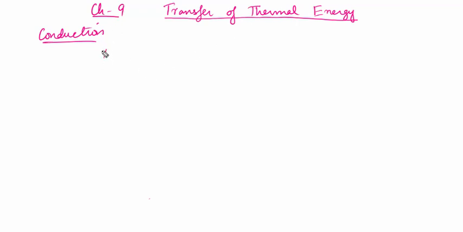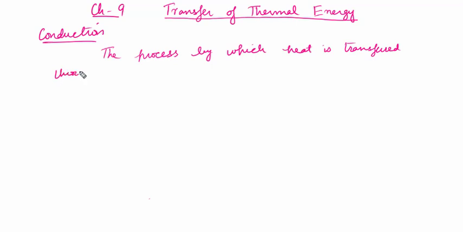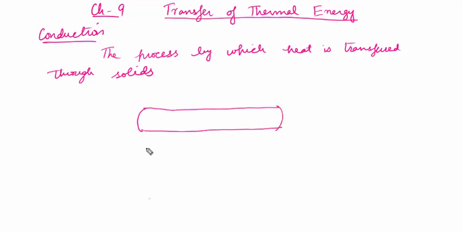So conduction is the process by which heat is transferred through solids. For example, we have this metallic rod. On one end of this metallic rod, we have put a burner with a flame. This burner is heating up this rod, and within this rod we have free moving electrons.